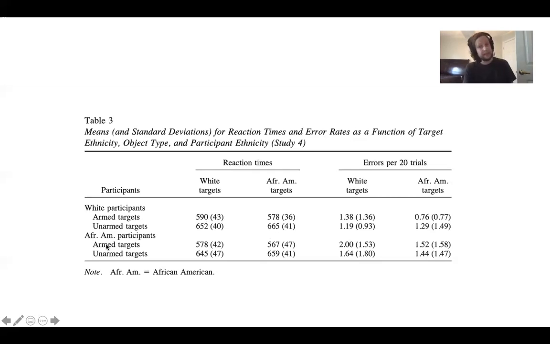And what's interesting, though, is that the black participants in this study showed basically the exact same pattern of results. They were quicker to shoot armed black individuals by 11 milliseconds compared to armed white individuals. And they were also quicker to not shoot unarmed white individuals compared to unarmed black individuals. So this is obviously a controversial finding, but it could be applicable to modern events.